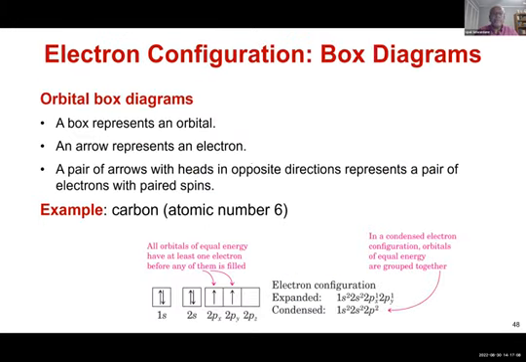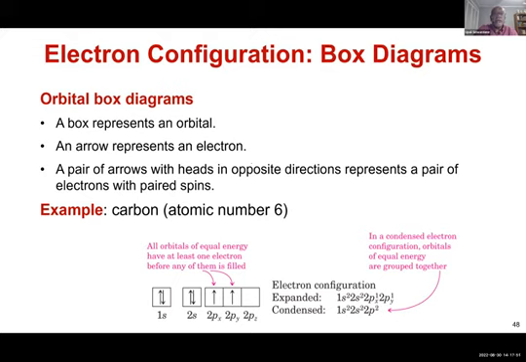Now we use box diagrams for electronic configuration. Boxes represent orbitals, like 1s, 2p, or d orbitals. For p orbitals, there are 3 boxes. For an s orbital, there's 1 box. For d orbitals, there are 5 boxes. For f orbitals, there are 7 boxes.